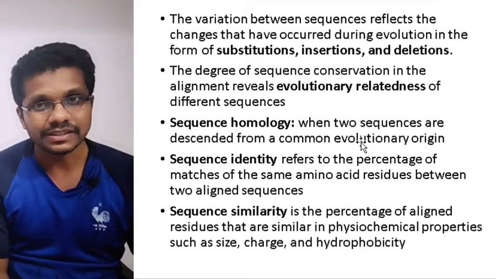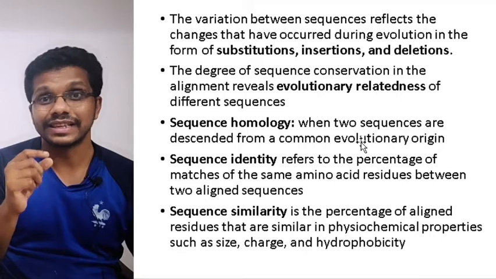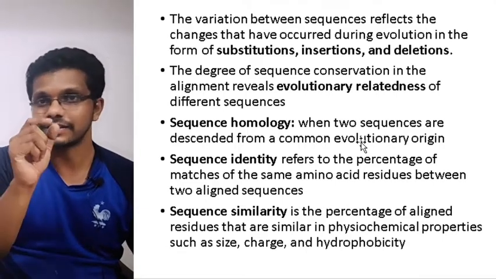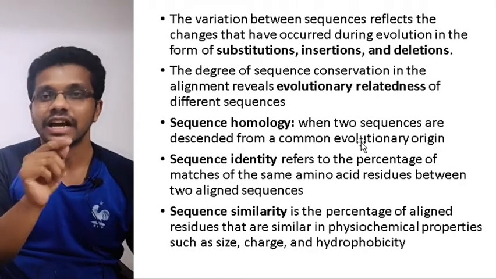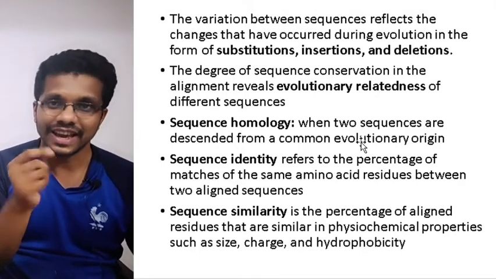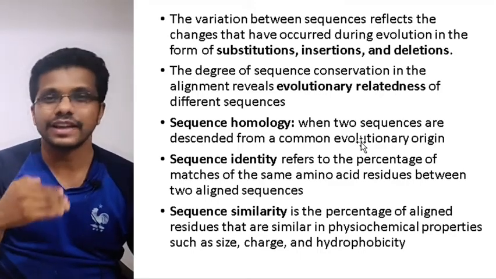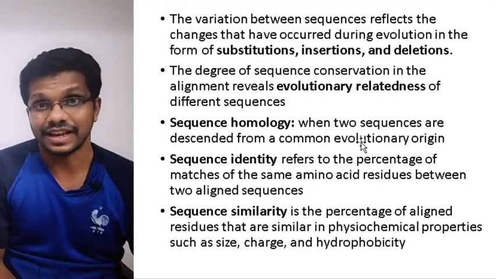Sequence identity means when two sequences are exactly the same. That's called sequence identity. If in a particular position one sequence has T and the other one also has T, or if one has A and the other also has A, if they have the exact nucleotides or exact amino acids, we call it sequence identity.